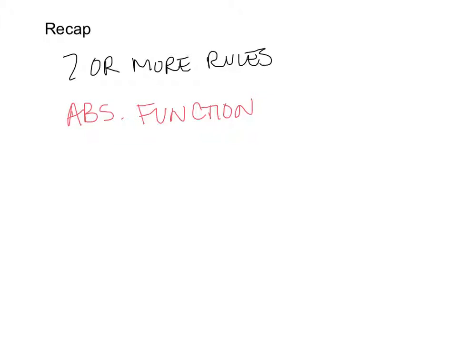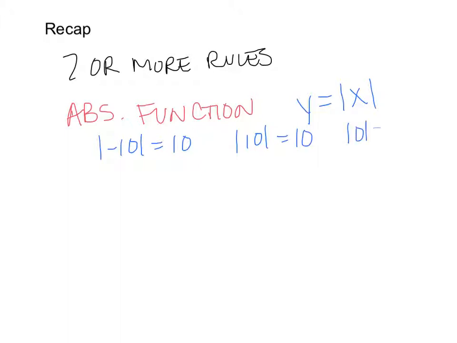Remember that the parent absolute value function is y equals the absolute value of x. The absolute value of a number refers to its distance from 0. So the absolute value of negative 10 is 10. The absolute value of 10 is also 10. What about the absolute value of 0? How far is 0 from 0? It's smack dab right there. Awesome. So the absolute value function is a special type of piecewise function.